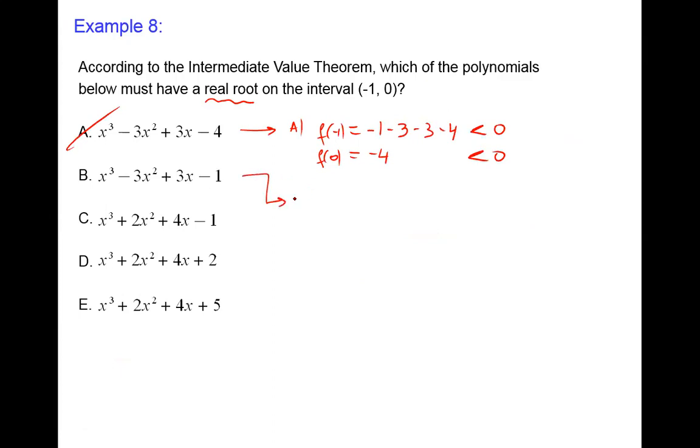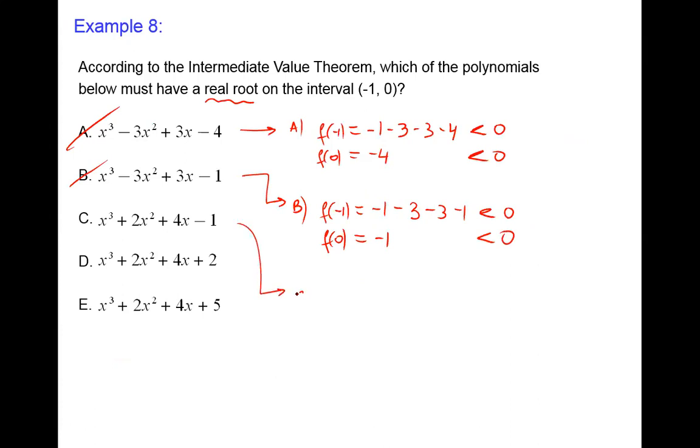Okay, let's test B. Value at -1, value at 0. At 0 it is -1. Who can tell me the value at -1? -1, it's -2, -3. I think it's even more than negative. Am I right? Yes, it doesn't matter, all of them are negative. That means that's not a guarantee. I am looking for one negative, one positive.